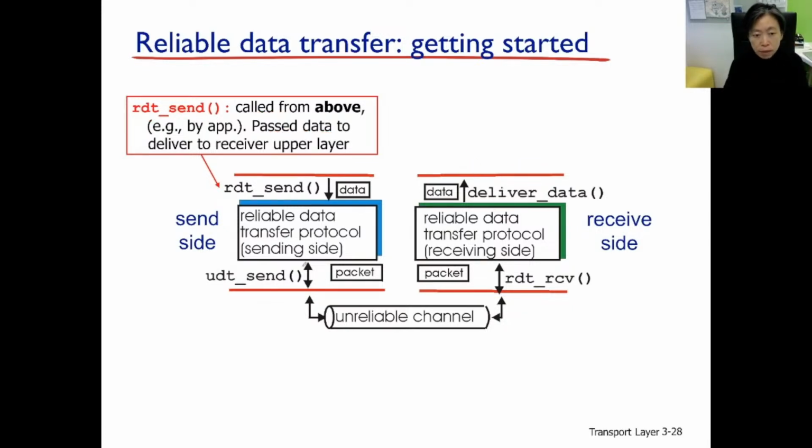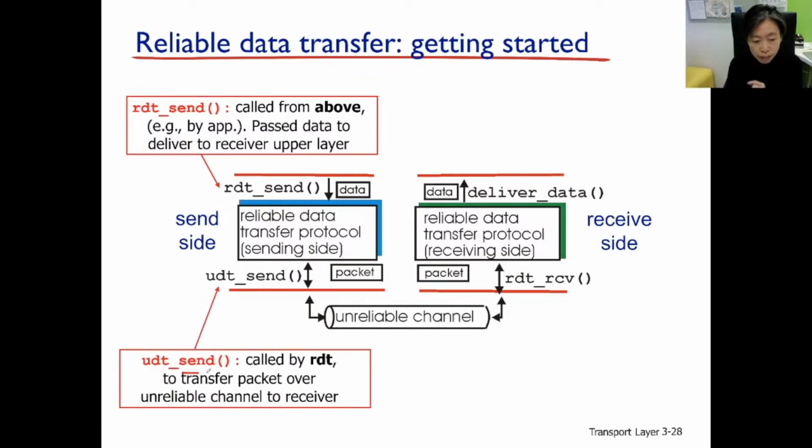These messages are going to be processed here, and a number of segments, or packets, will be generated. When we're talking about general reliable data protocol design, let's just call these packets. So messages are now data, and segments are now packets. The action of pushing the packets down to the unreliable channel is UDT send. UDT send is called by the RDT protocol sending side to transfer packets over the unreliable channel.